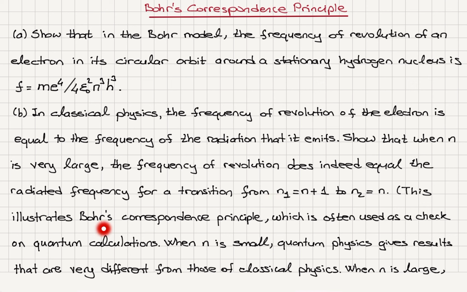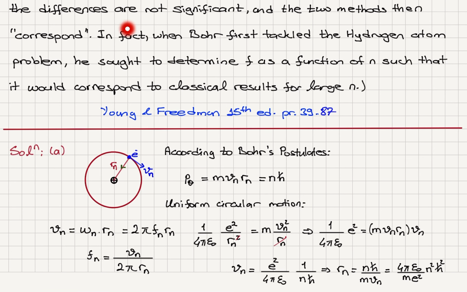This illustrates Bohr's correspondence principle, which is often used as a check on quantum calculations. When n is small, quantum physics gives results that are very different from those of classical physics. When n is large, the differences are not significant and the two methods then correspond. In fact, when Bohr first tackled the hydrogen atom problem, he sought to determine f as a function of n such that it would correspond to classical results for large n.